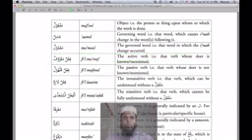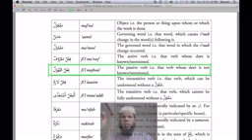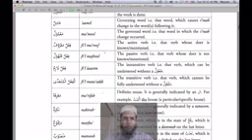Fi'lu majhulun, the passive verb, that verb whose doer is not known. Again, if we said duriba zaidun or duriba amrun, Amr was hit. In this case, we do not know who the hitter is, who's the person that hit Amr. So that's unknown. Unknown means to not know, jahal. Like to know is alima, to not know is jahila. So it's majhul. Majhul means it's unknown. Fi'l is unknown. Fa'il is unknown.